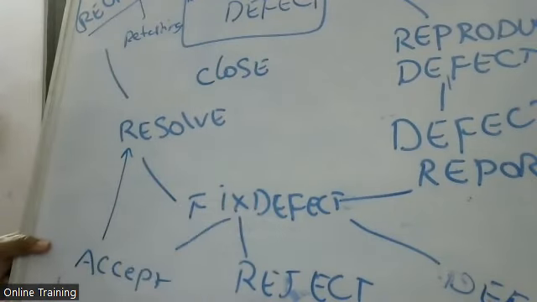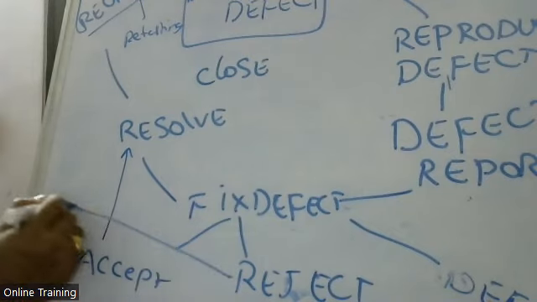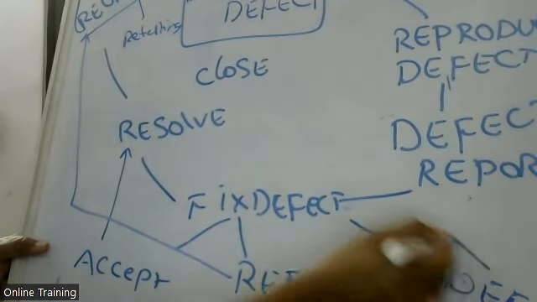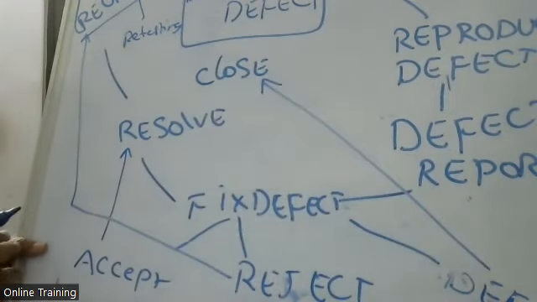If the developer rejects it, it automatically goes to the tester. The tester is going to reopen it again and do the retesting. If the developer finds that it is not a minor issue, then the developer can resolve it, and then he can close the process.